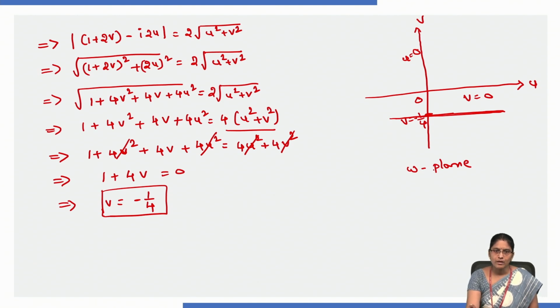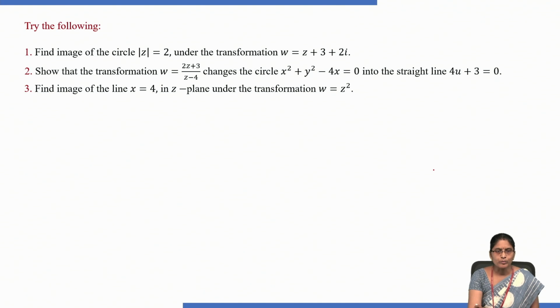Therefore, it is a transformation from the Z plane to the W plane, and the transformation given here is W is equal to 1 by Z. Try the following problems using translation, rotation and inversion. Find the image of the circle mod Z is equal to 2 under the transformation W is equal to Z plus 3 plus 2i. Second question, show that the transformation W is equal to (2Z plus 3) by (Z minus 4) changes the circle x square plus y square minus 4x is equal to 0 into the straight line 4u plus 3 is equal to 0.